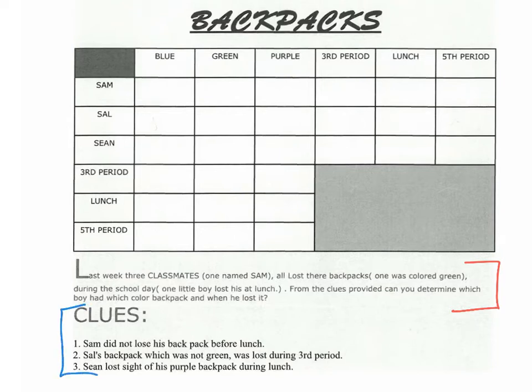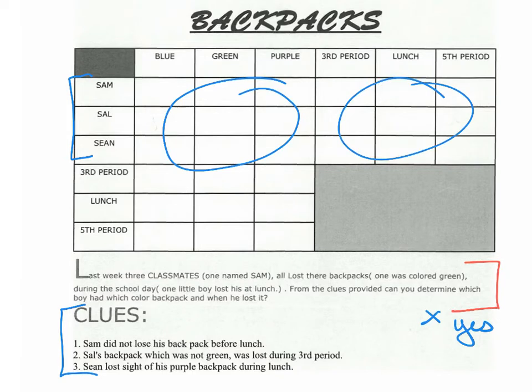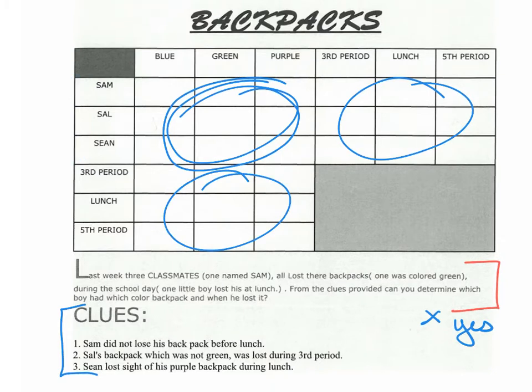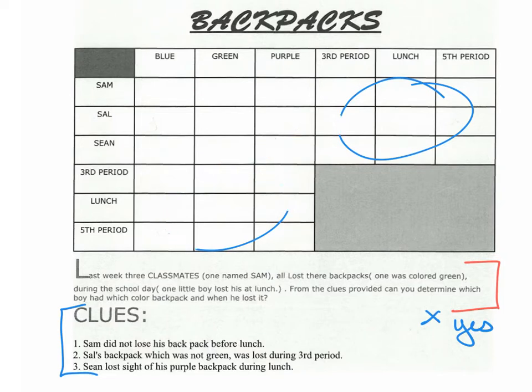And when we go through this, if it is something that didn't happen, we're going to put in an X. If it did happen, we're going to put yes in the box. And if you notice, it goes up and down as well as across. So here are the 3 boys. We get their colors of backpacks and when they lost it. And it can go up and down or across. So by doing that, we should be able to read the clues and then mark off what works and what doesn't work. So let's get started.